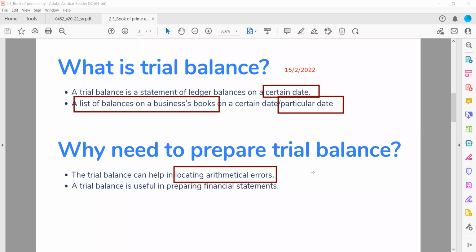Next, a trial balance is also helpful when we want to prepare the financial statements, because in the trial balance we list down all the account balances. So debit, what is the account? Credit, what is the account? It will help us prepare the financial statements. What are the financial statements that we prepare in our syllabus? The income statement and the statement of financial position. These are the 2 statements that we normally do in the question.